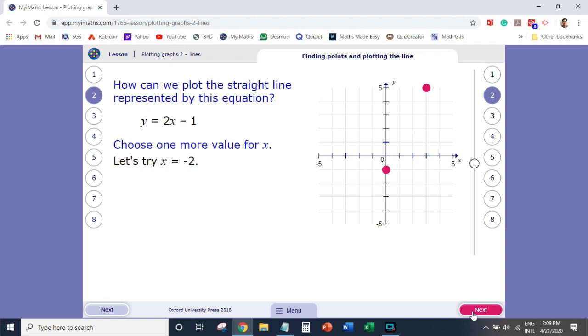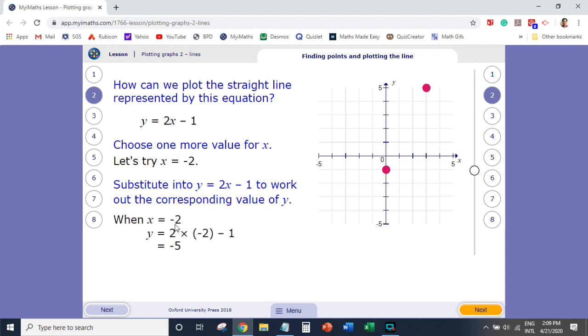So let's try x equals -2. So again, we need to substitute the -2 into the equation. So x is -2. We change our x to -2. So 2 parenthesis -2 minus 1. So 2 times -2 is -4. And -4 minus 1 will give us -5. So we have now our new coordinate. Our x coordinate is negative 2, our y coordinate is negative 5. Then we plot negative 2 here and then negative 5.